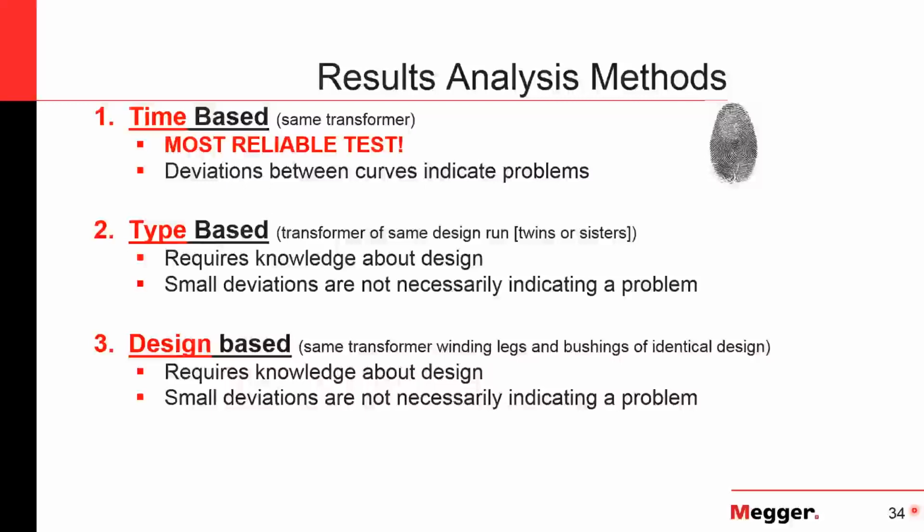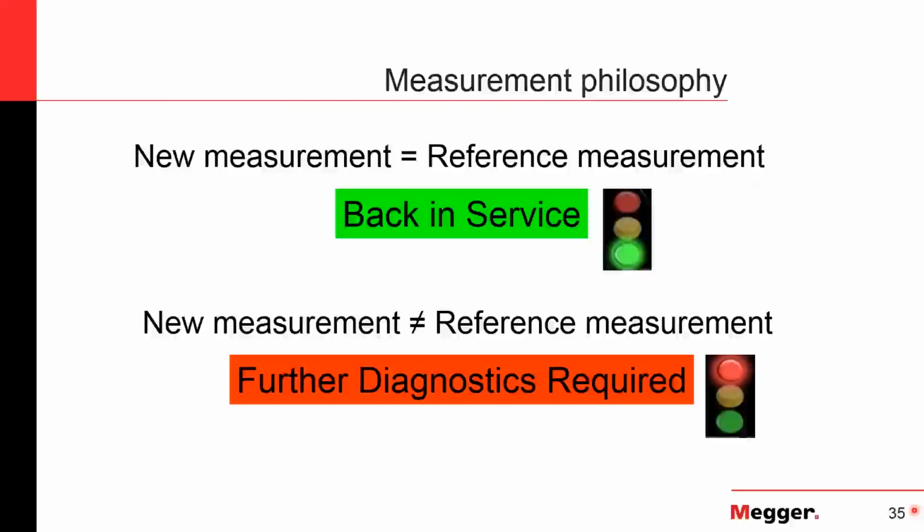So what do we do with all these results? Really, it's pretty simple in the basics. You take your new measurement, you compare it to your reference measurement. If they overlay, they line up, then there's no mechanical changes, no physical changes inside that transformer, so put it back in service. Now, if you take your new measurement, compare it to your reference measurement, your fingerprint, and they don't line up, now something physically or mechanically changed inside that transformer, and further diagnostics are required there.